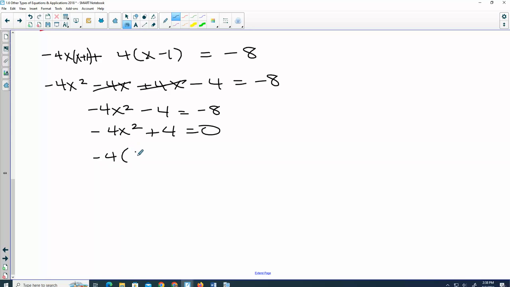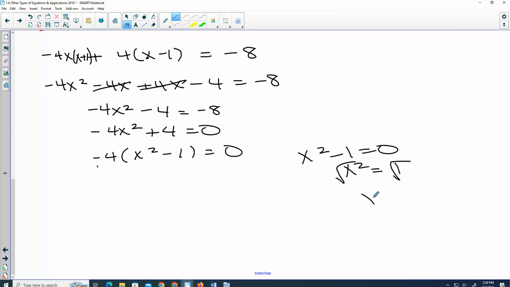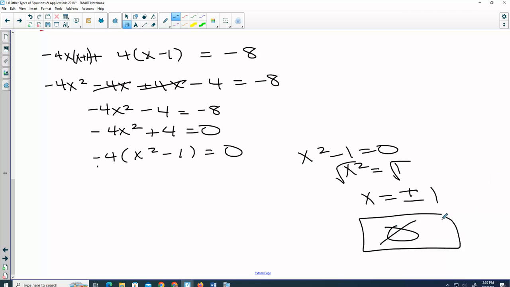Okay, you can either divide on both sides or factor it out. Does negative 4 ever equal 0? No, so it doesn't give us a solution. X squared minus 1 equals 0. So you can add over your 1. But if you add a square root, what do you have to put with it? Okay, so we get positive and negative 1 for our answers. But we started this problem by saying x can't be positive or negative 1. So what does that mean? No solution. All right. Any questions?